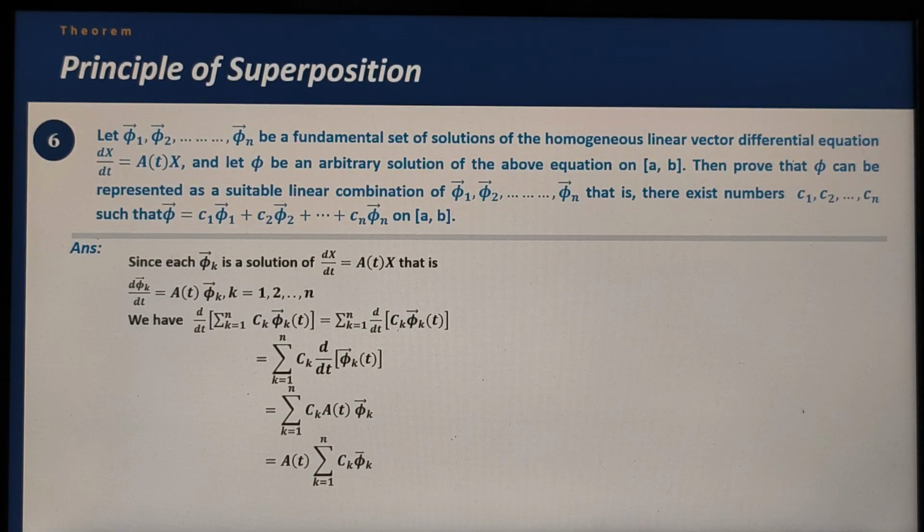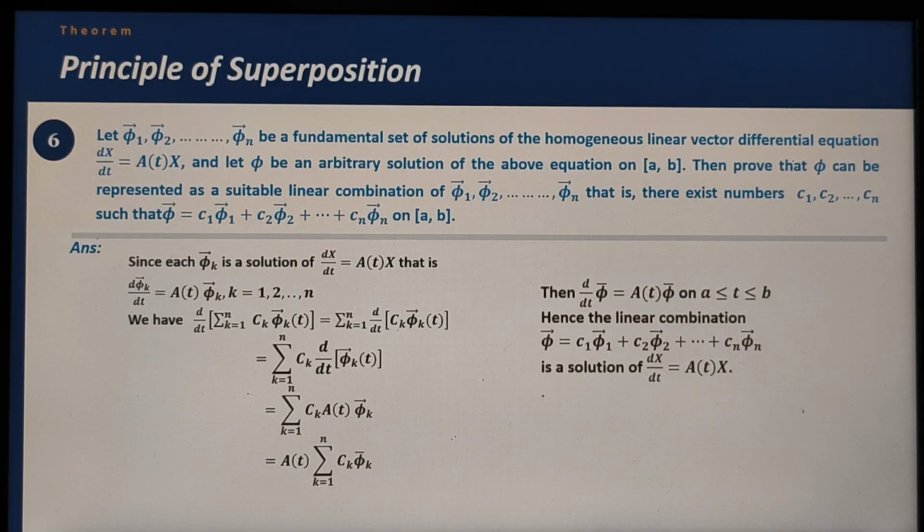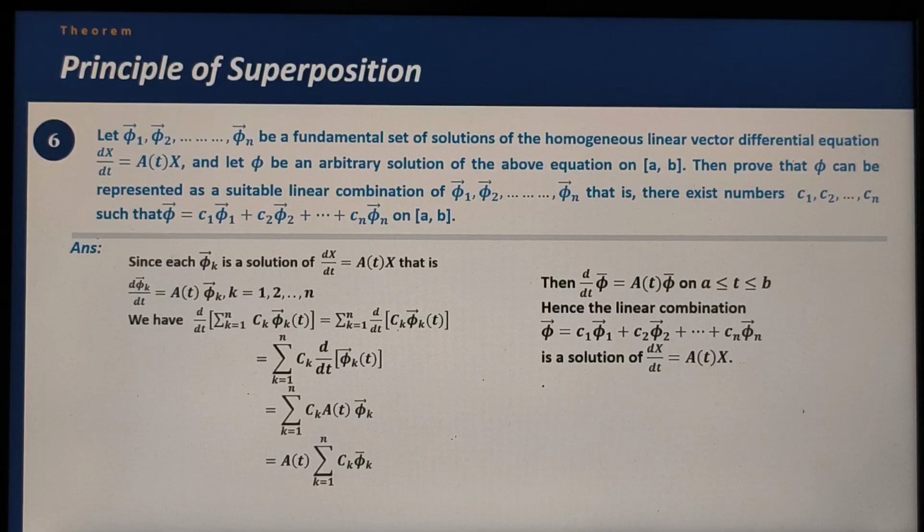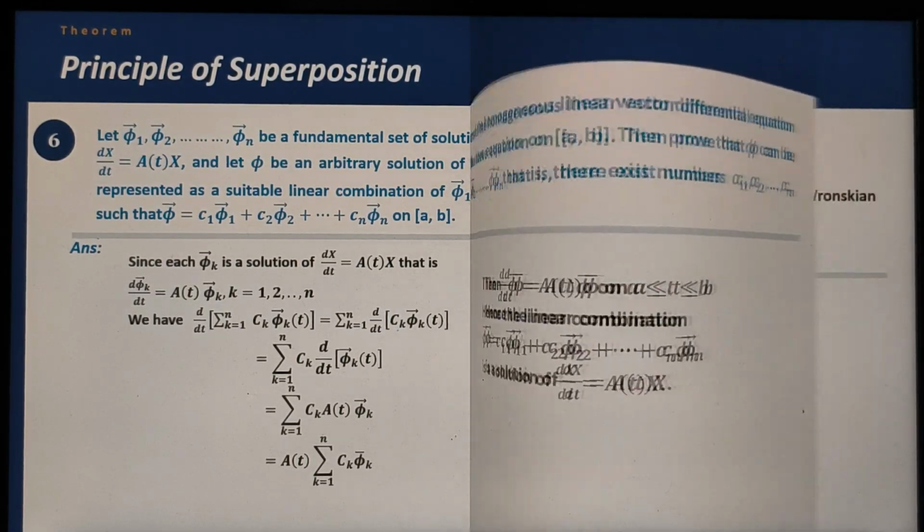And from the above consideration, d phi k/dt = A(t) phi k, so we can replace d/dt of phi k by A(t) phi k. Therefore we get A(t) times the summation of ck phi k, that means d phi/dt = A(t) phi on t belonging to (a, b). So phi satisfies the differential equation, that means phi = c1 phi1 + c2 phi2 + ... + cn phi n is also a solution of the equation.